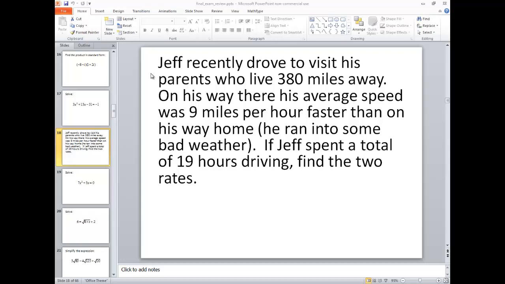Let's take a look at this problem. Jeff recently drove to visit his parents who live 380 miles away. On his way there, his average speed was 9 miles per hour faster than on his way home. He ran into some bad weather. If Jeff spent a total of 19 hours driving, find the two rates.